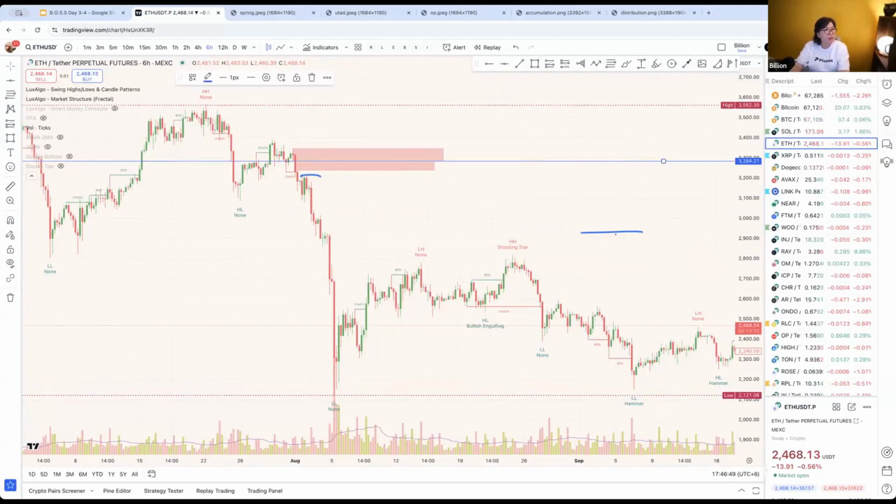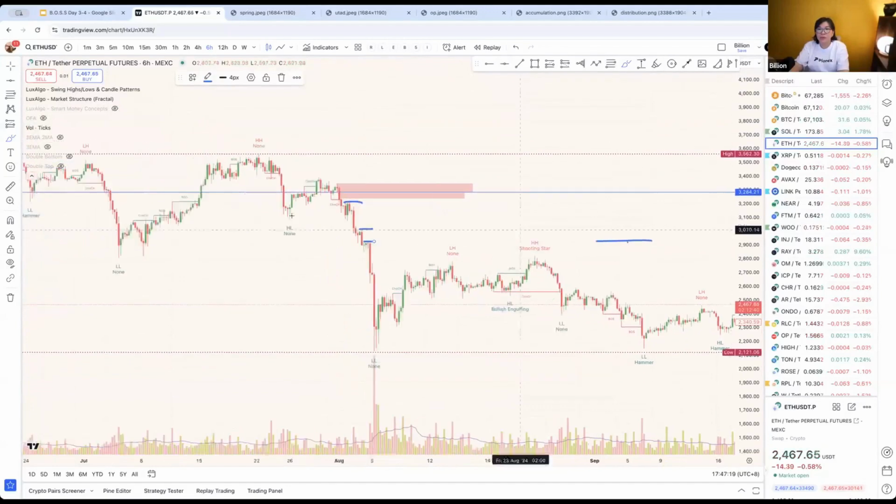Everybody, you must have a change of character or a break of structure, not both. One is good enough. If we keep having break of structure, then we will shift. Look, this inducement is here. There is an inducement. Okay, this is an inducement. Got it?